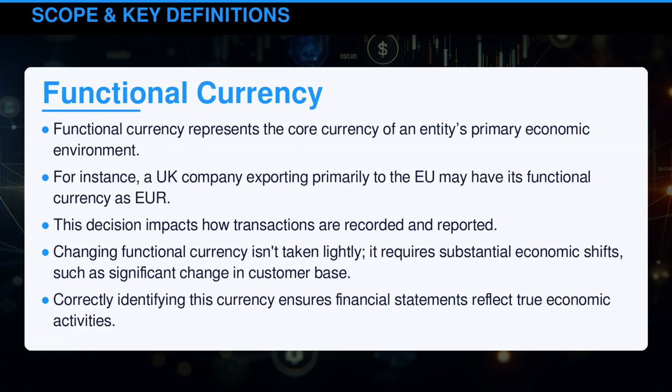Functional currency represents the core currency of an entity's primary economic environment. For instance, a UK company exporting primarily to the EU may have its functional currency as EUR. This decision impacts how transactions are recorded and reported. Changing functional currency isn't taken lightly. It requires substantial economic shifts, such as significant change in customer base. Correctly identifying this currency ensures financial statements reflect true economic activities.